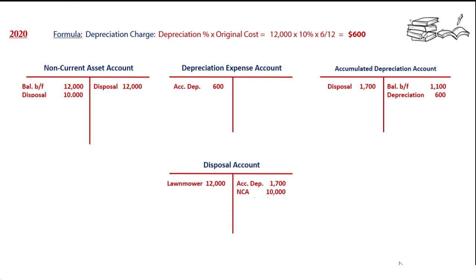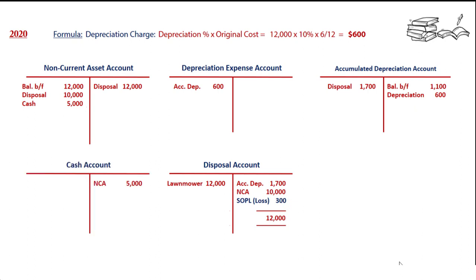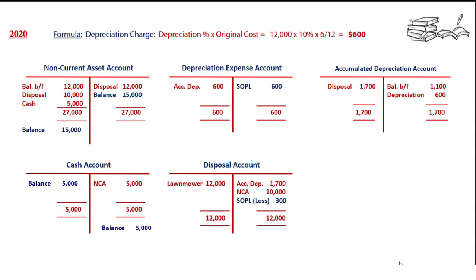Now, the $5,000 that was paid in cash has to be recorded. So we come to the non-current asset. It's because of the non-current asset that the $5,000 is being paid. We debit the non-current asset for $5,000. We come to the cash account and credit it for what? For $5,000. When we balance off the account, you realize that there will be a balance of $15,000, which is the cost of the new asset coming in.